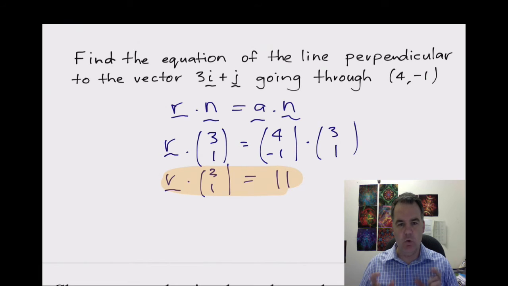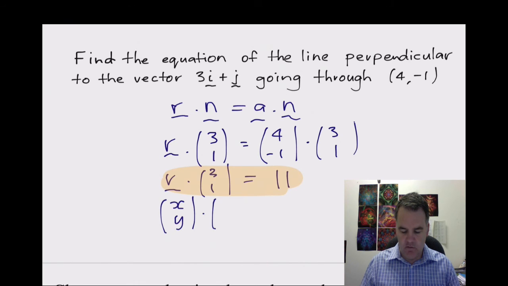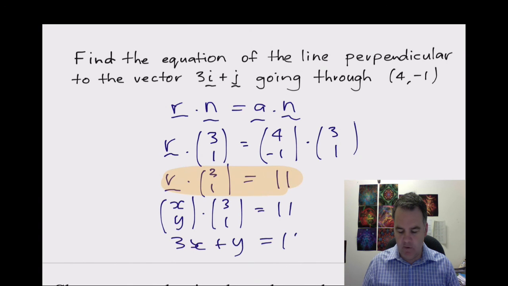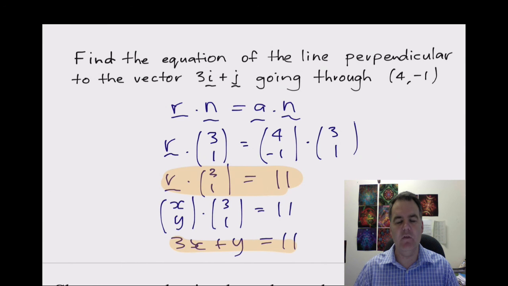That defines one specific line. Now, if we remember r is just x and y, we could write it like this, (x, y) dot (3, 1) equals 11, and then the dot product on the left-hand side gives us 3x plus y equals 11. So from this form, we can also get the Cartesian equation of that line, which is neat as well. So that is how to get the equation of a line in this vector product, scalar product or dot product form.